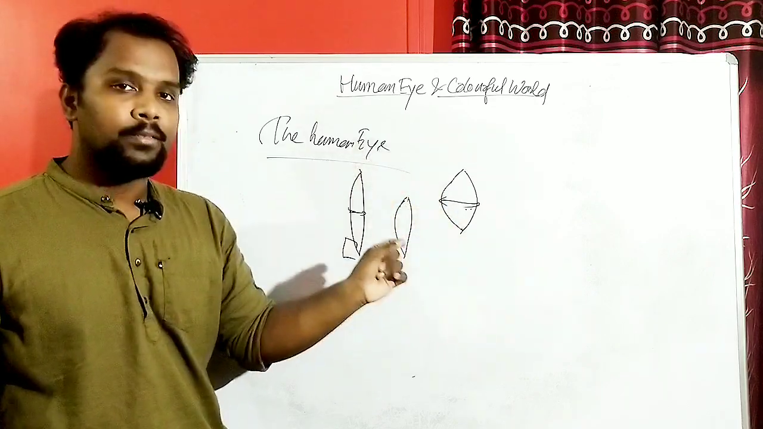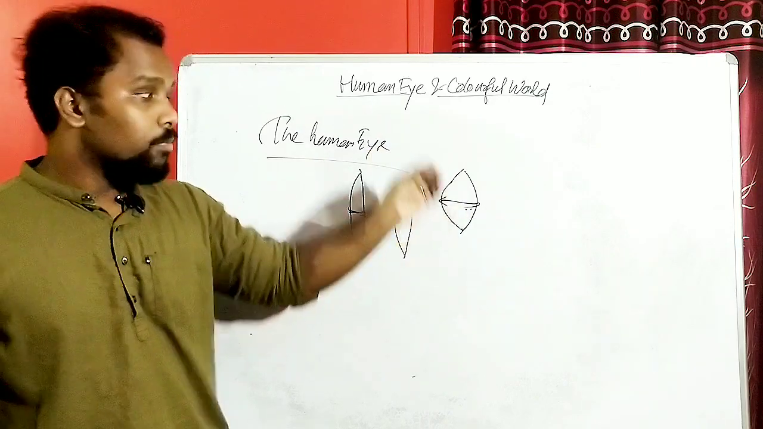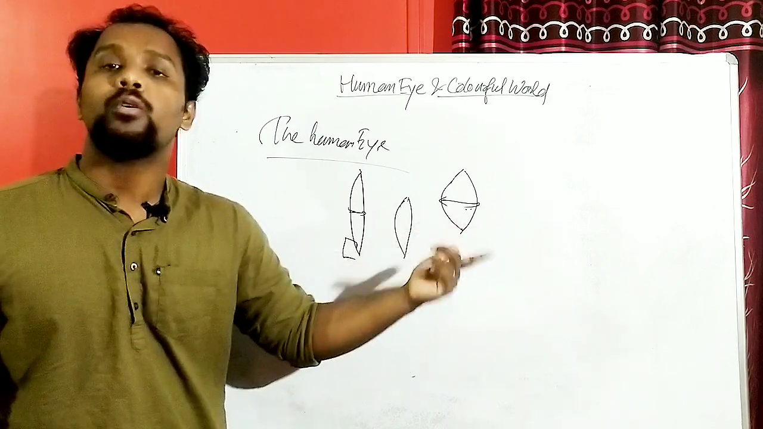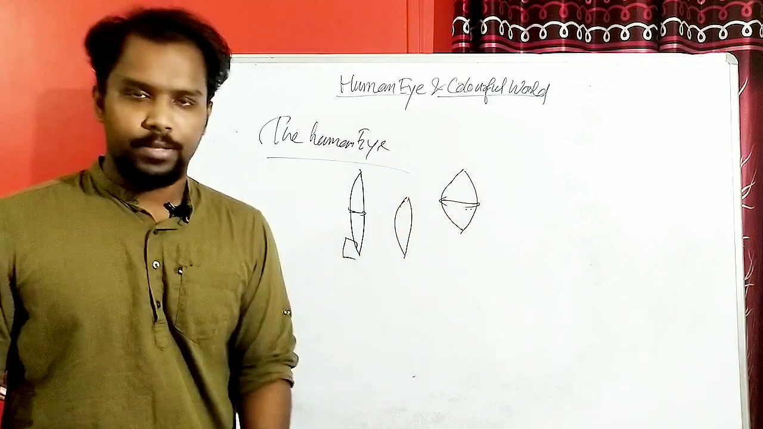Now, once it gets thicker, what is going to happen to the focal length, or the position where the image is going to form? That focal point is going to be short. That means its focal length is going to be short, and that helps us to observe nearby objects.